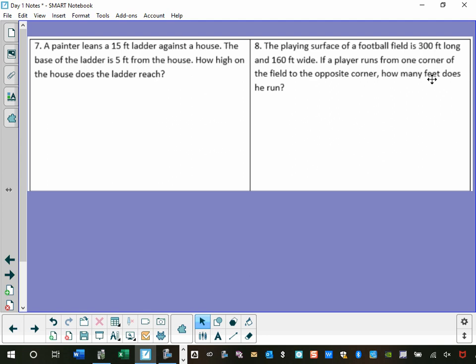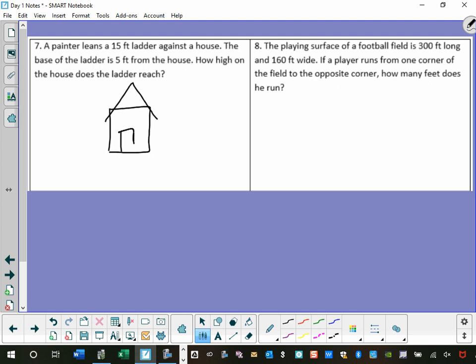It says, a painter lays a 15-foot ladder against the house. The base of the ladder is 5 feet from the house. How high on the house does the ladder reach? So I'm going to draw my house. Drawing a picture just makes it a little bit easier.